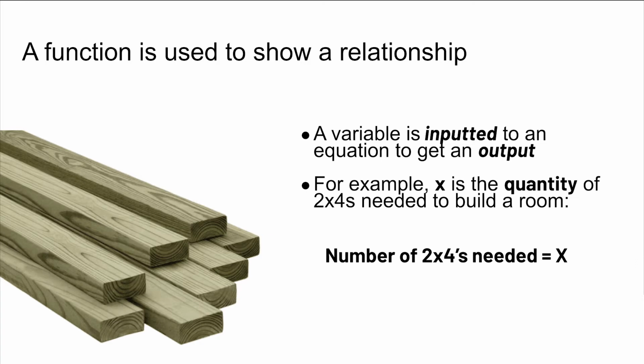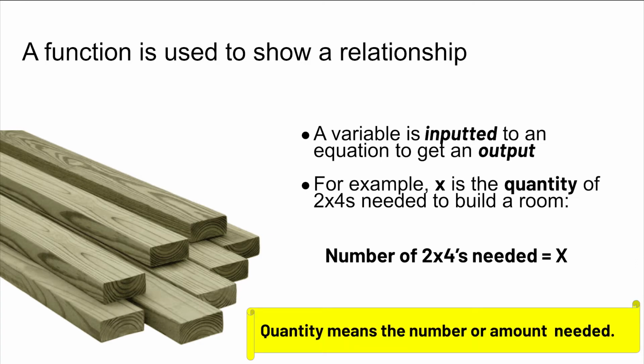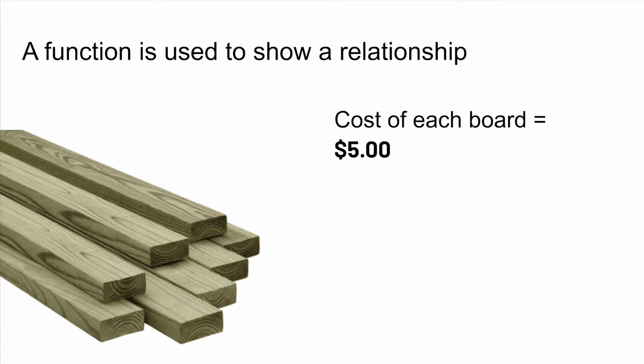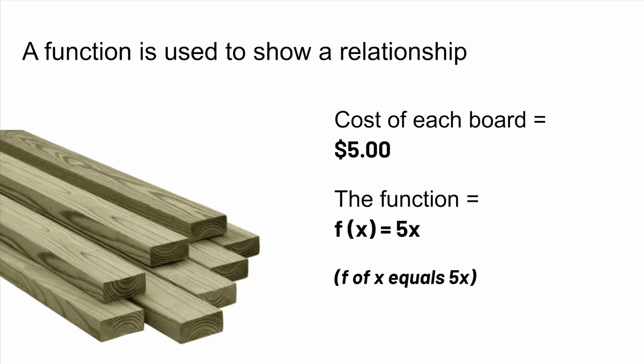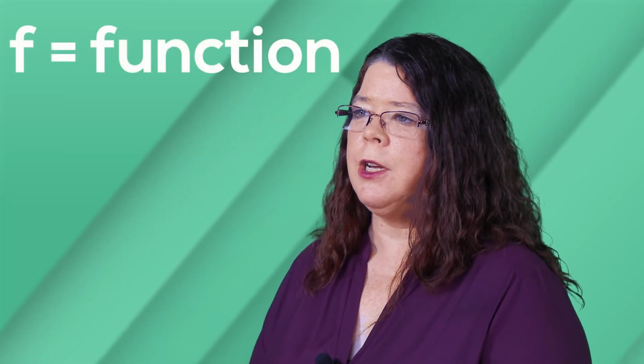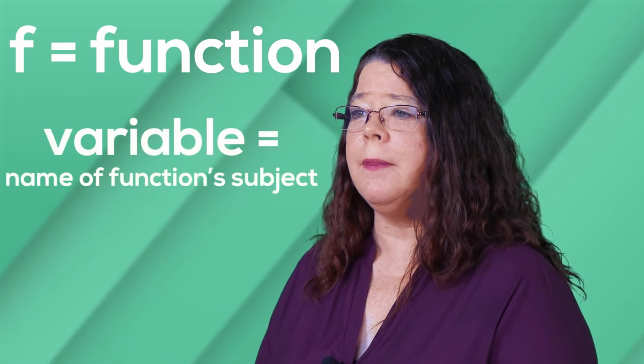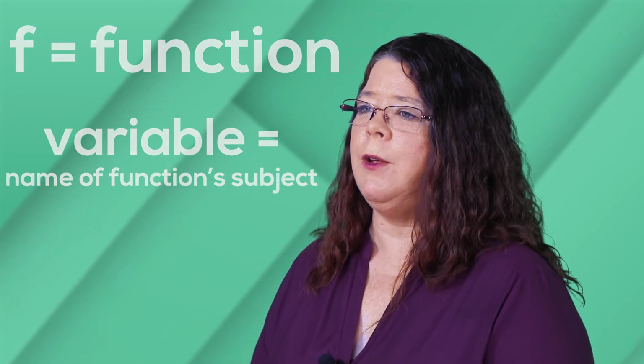For example, x is the unknown quantity of 2x4s needed to build a room. The cost for each board is $5. We can write a function for this example, f of x equals 5x. This is said as f of x. The f stands for function and the variable x is its name. The variable name is helpful when you have more than one function and you need to distinguish them from one another. The f of x does not mean to multiply f and the variable.